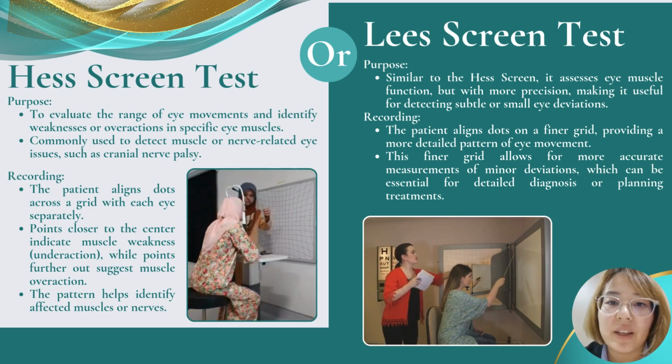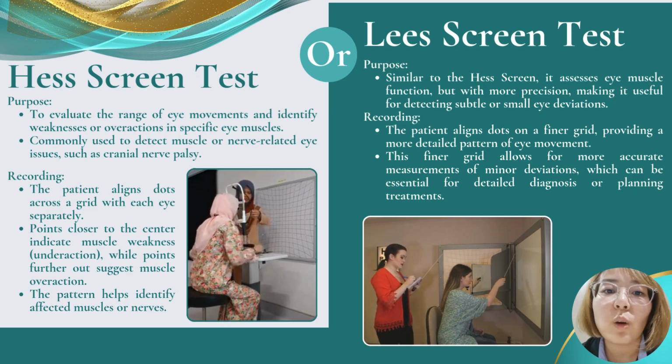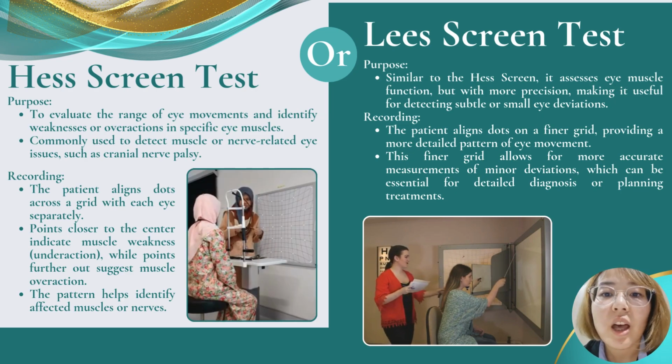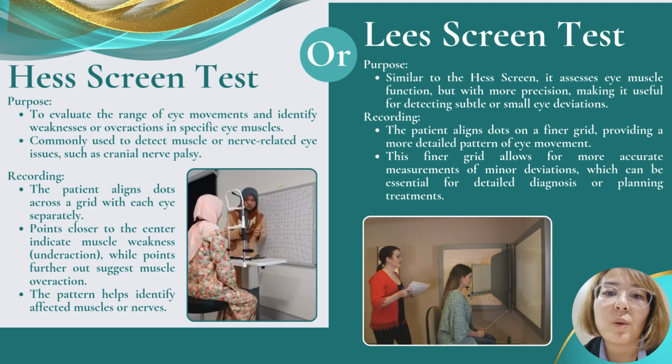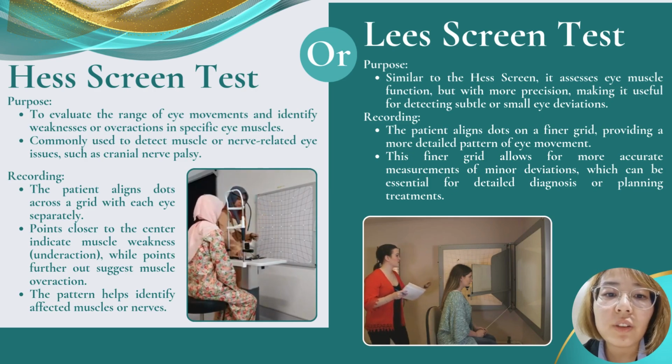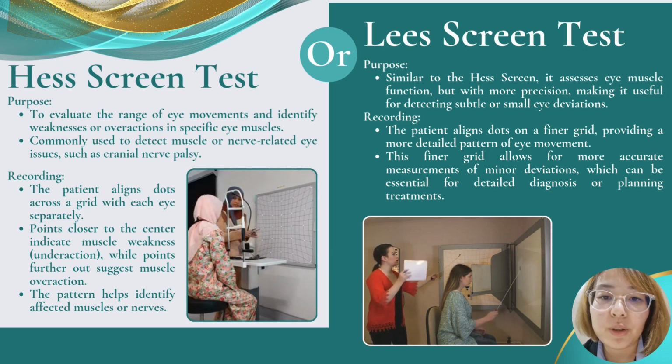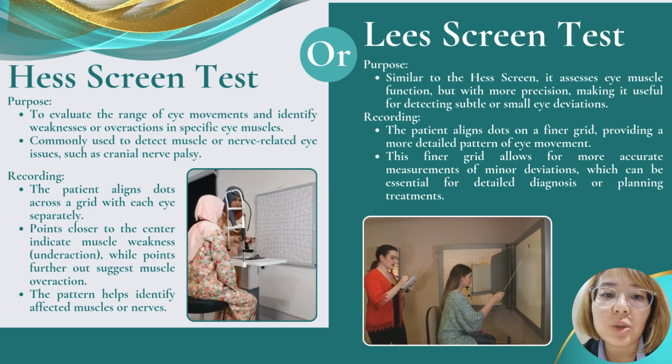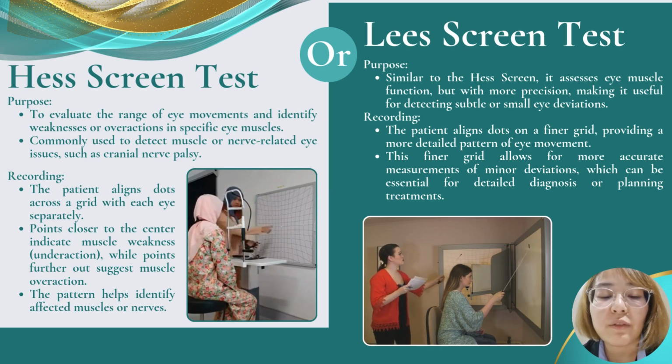The Hess screen test gives us a broad overview of muscle functions, while the Lees screen test provides a more detailed, precise look at the minor deviations. Together, they offer a comprehensive approach to diagnosing muscle or nerve-related eye issues and tailoring effective treatments.